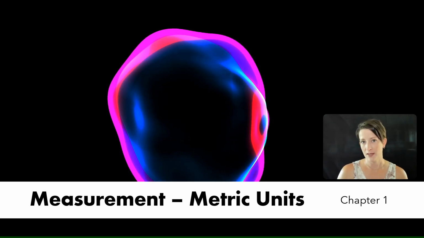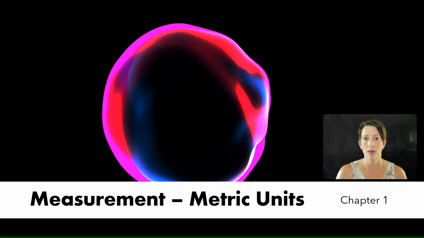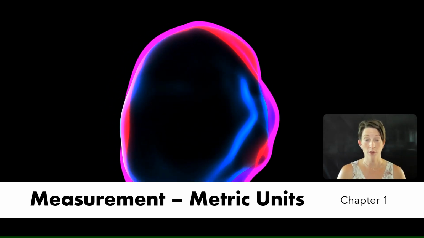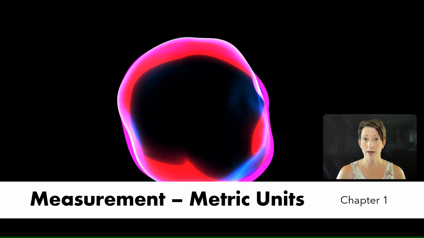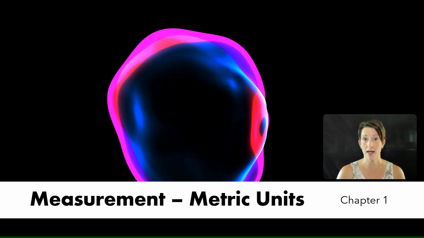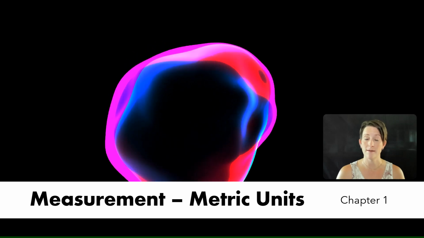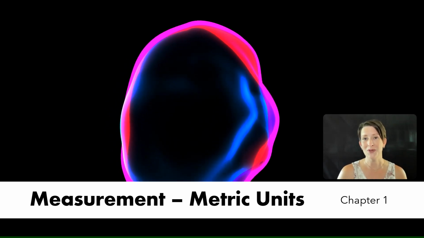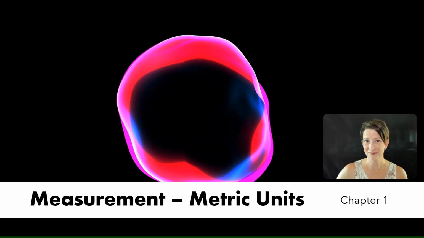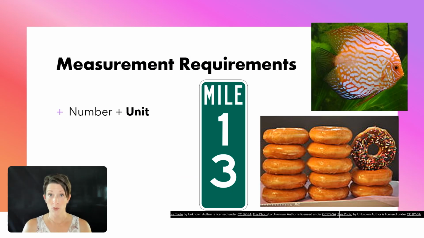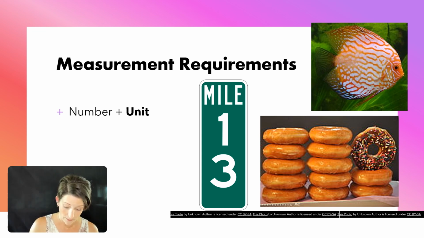There are different aspects to chemistry. There is the quantitative side, the side that we use numbers and measurements, which we're going to focus on in this video. There's also the qualitative side, where we make observations to help deduce information and infer concepts, which we'll do later in this semester. Measurements require two pieces. They require a number with the unit.